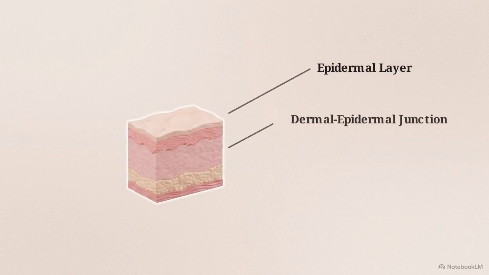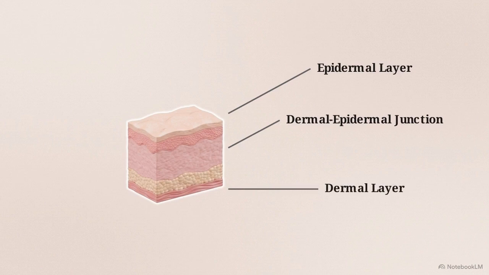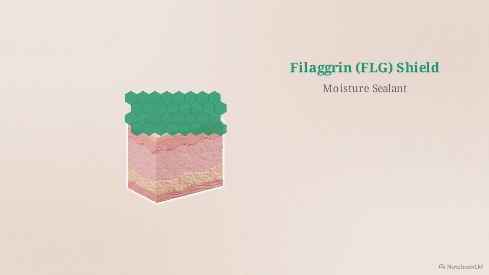We have the outermost epidermal layer, the dermal-epidermal junction, and the deeper dermal layer beneath it. The epidermis serves two vital functions. It acts as the body's primary moisture sealant and its outermost structural shield. In a patient with keratosis pilaris, an inherited genetic error, specifically a loss-of-function mutation, destabilizes this exact layer.